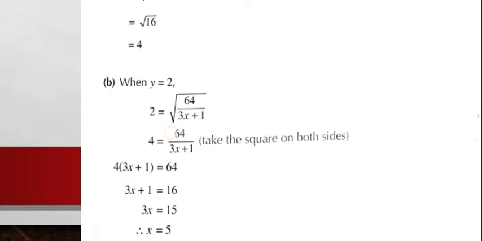But it's the same thing. Move the root to the left side, and it becomes square. So 2 squared is 4. And then the 3x plus 1 moves to the left side, becoming 4 times 3x plus 1 equals... wait, they move the 4 to the right side. Yeah, it becomes 64 over 4, 16. And then do the rest.